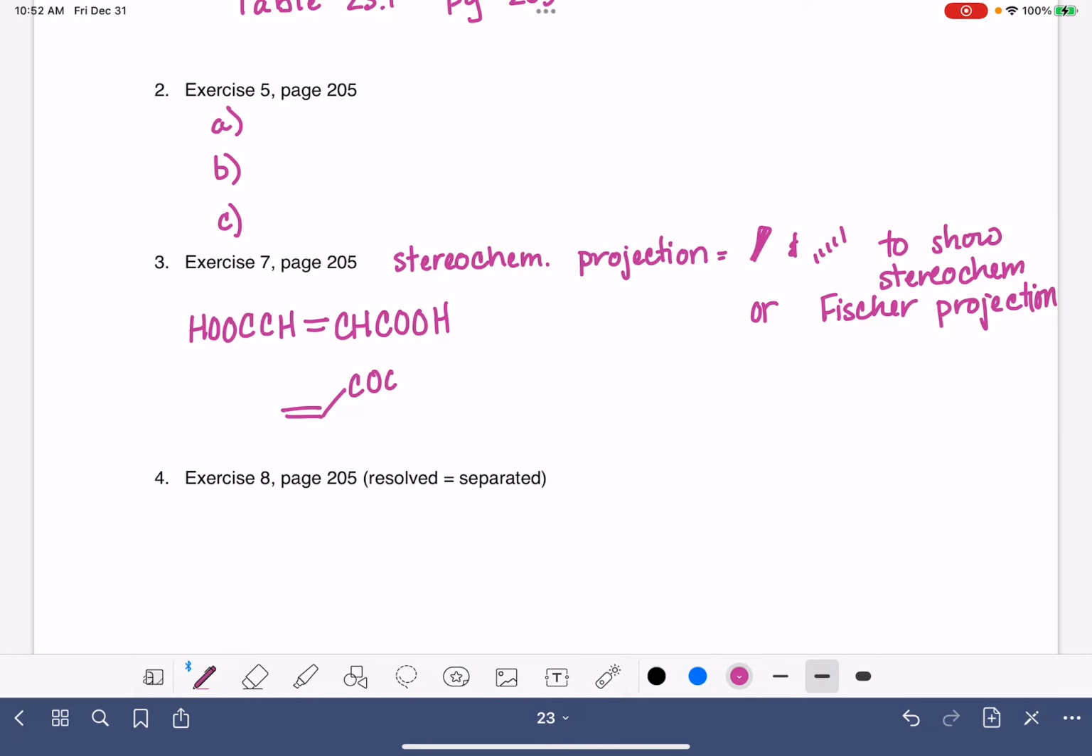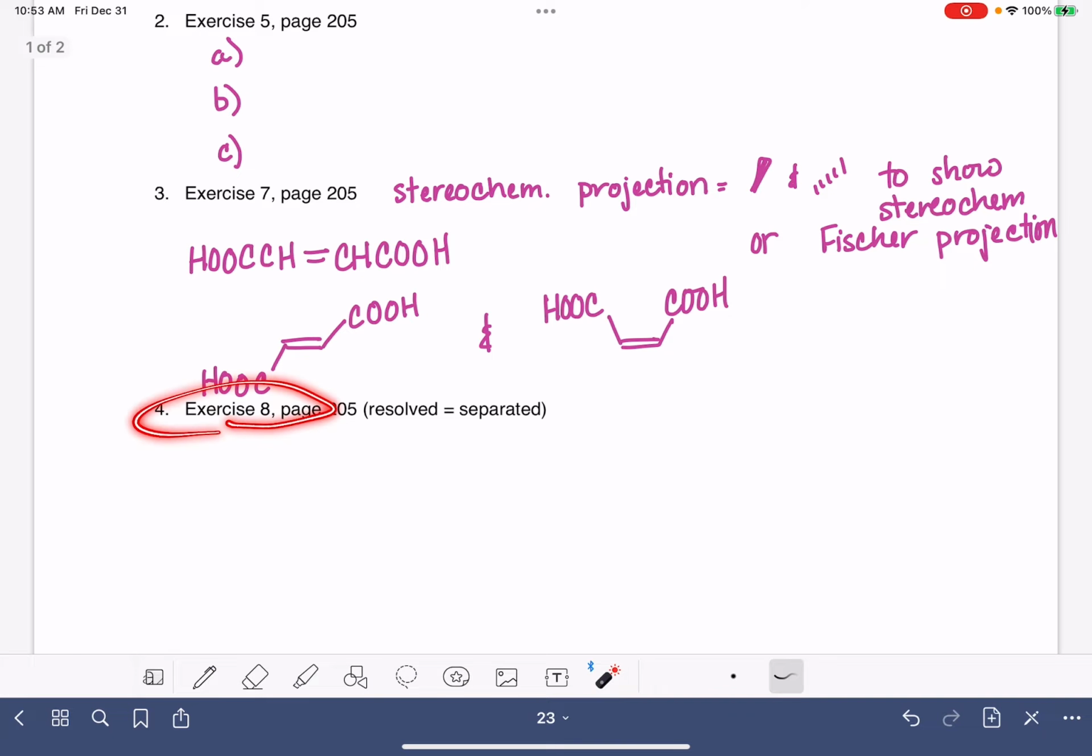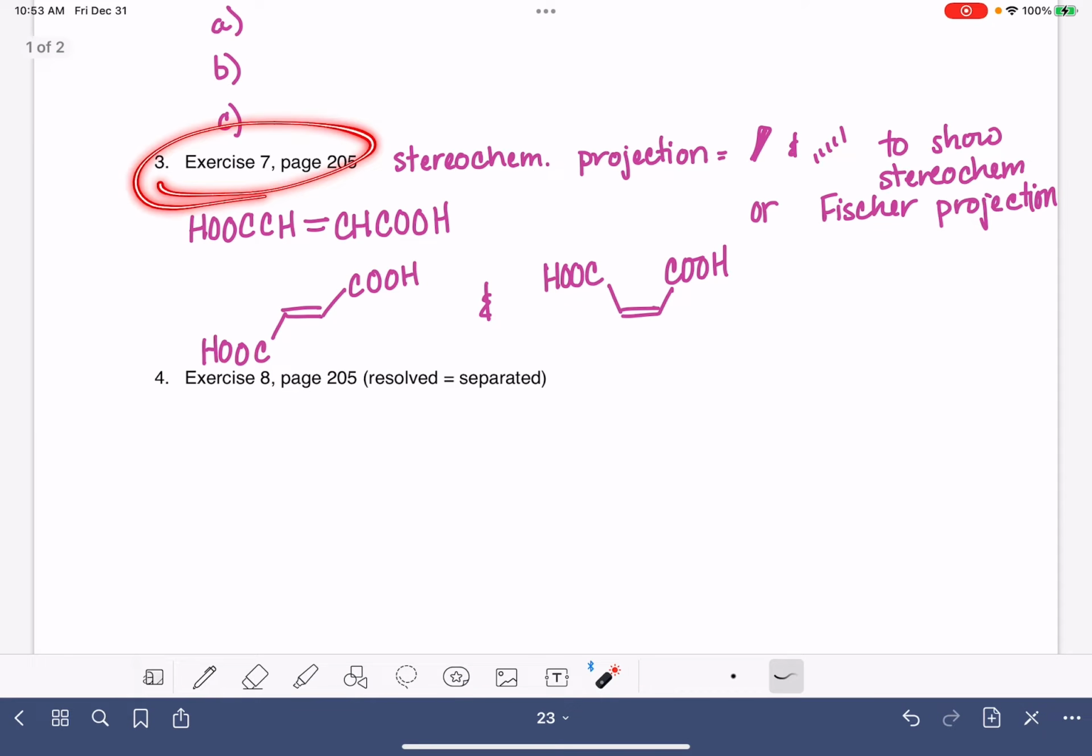So this would be the trans isomer. You want to think about what the product of bromination would look like for the trans isomer, and then also what the product or products would be for the cis isomer. Next, you have exercise 8, which is kind of a follow-up to exercise 7. It's asking you two parts, part A and also part B. Could you resolve, which is the same thing as separating, so could you separate enantiomers from each other?